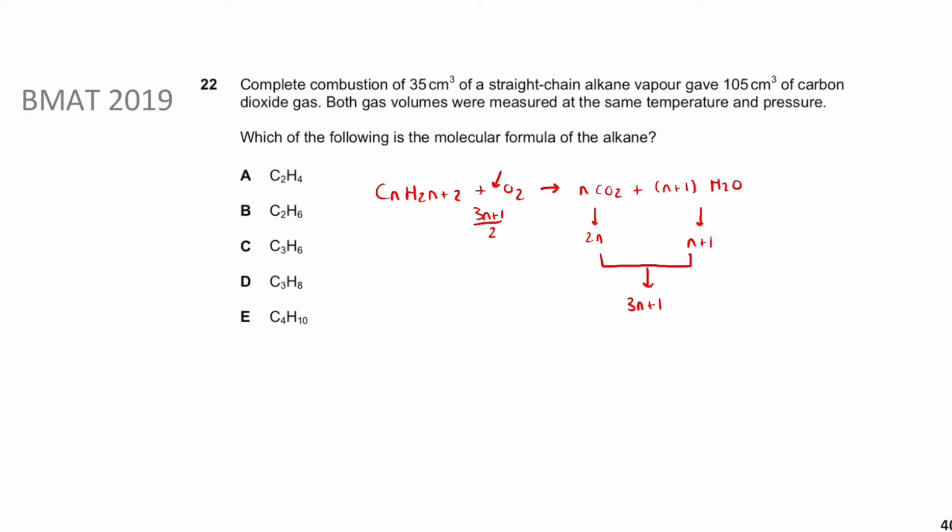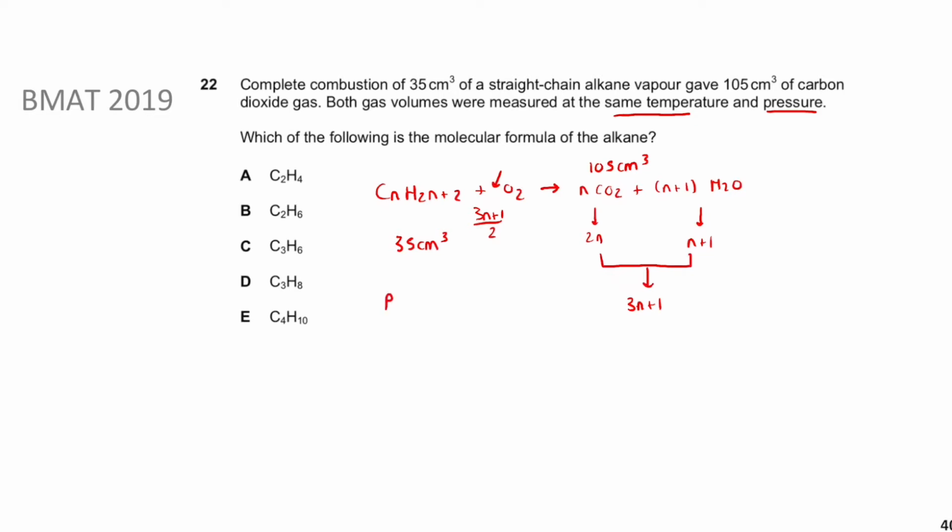Okay, then what we know is we have 35 cm cubed of this straight chain alkane, and that gave 105 cm cubed of this guy over here, the carbon dioxide. And this is at the same temperature and pressure, right? So you must recall, guys, this is not really in the syllabus. I think it's a really good formula to know about for the BMAT.